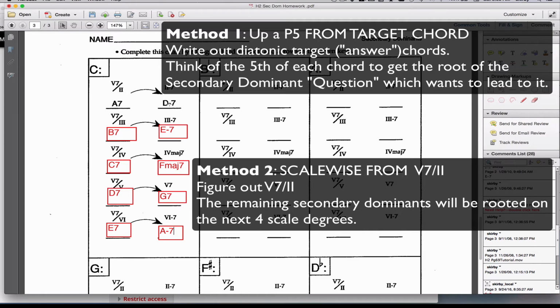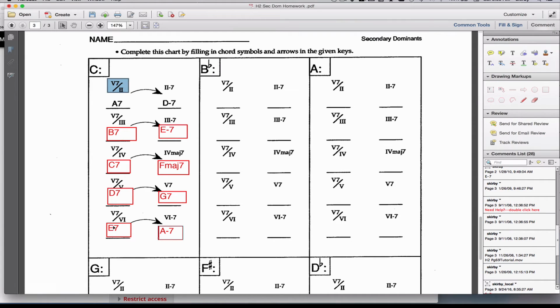That's method number one. Method number two is just find 5, 7 of 2 and know that all the chords will be stepwise forward from there, and simply write out the rest of the notes of the scale and achieve your secondary dominants. So in the last part of the video, I'll do one of each.